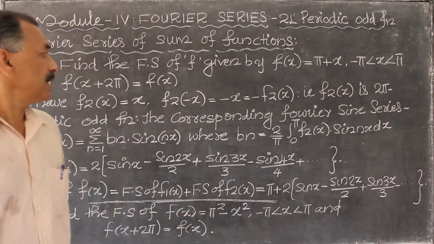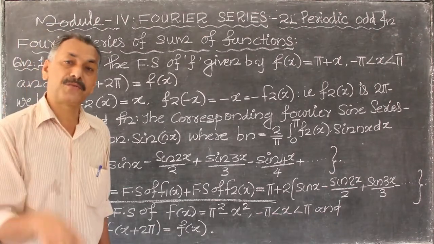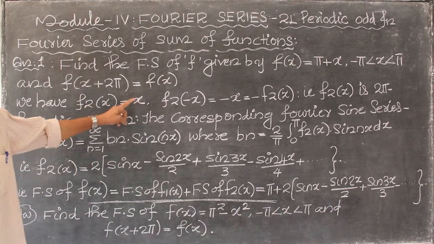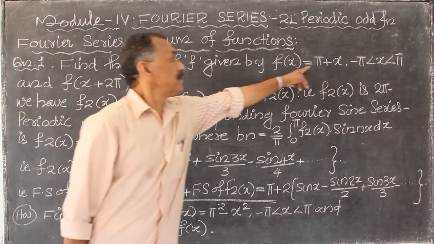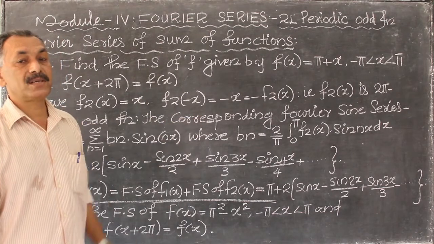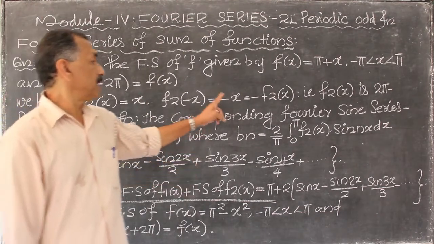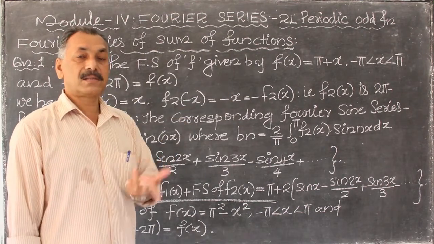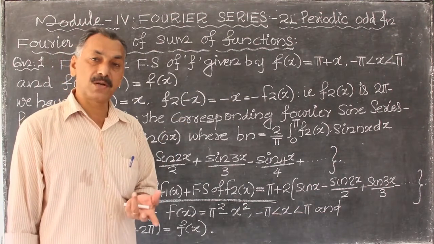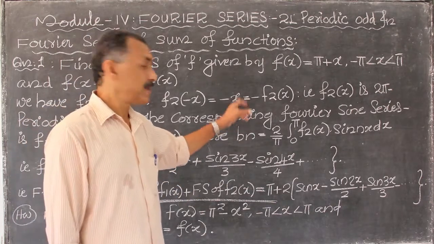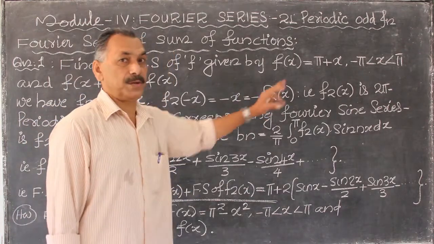Okay. Similarly, we consider the Fourier series of f2(x). What is given? We have taken f2(x) is equal to x. Like f1(x), this one f2(x). f2(x) is equal to x. What is f2 of minus x? f2 of minus x is equal to minus x. Same example: f2(y) is equal to y. f2(minus x) is equal to minus x. That is equal to minus into f2(x).